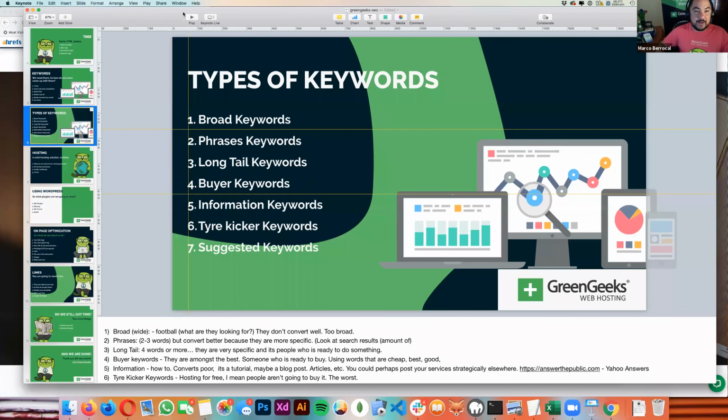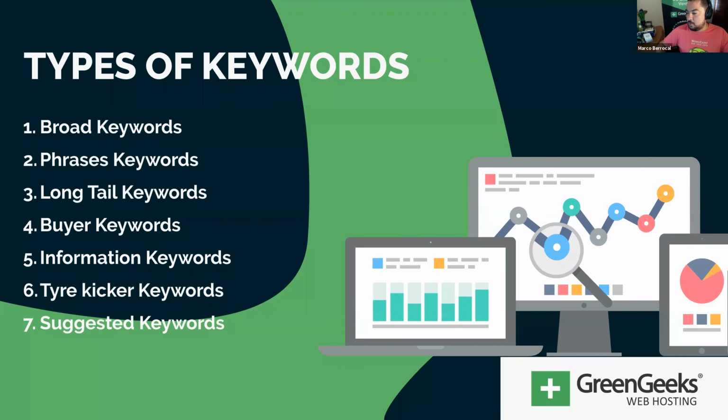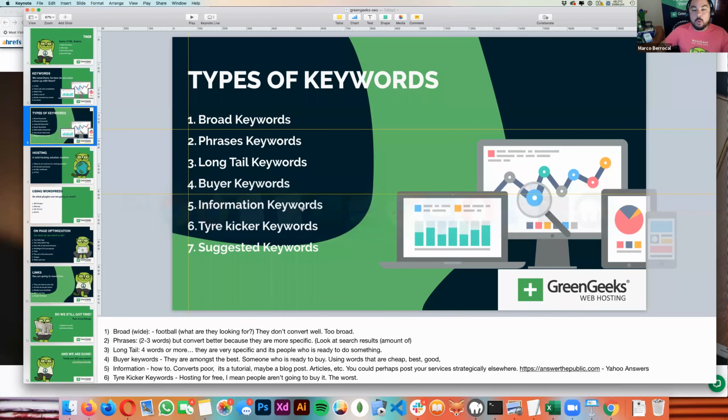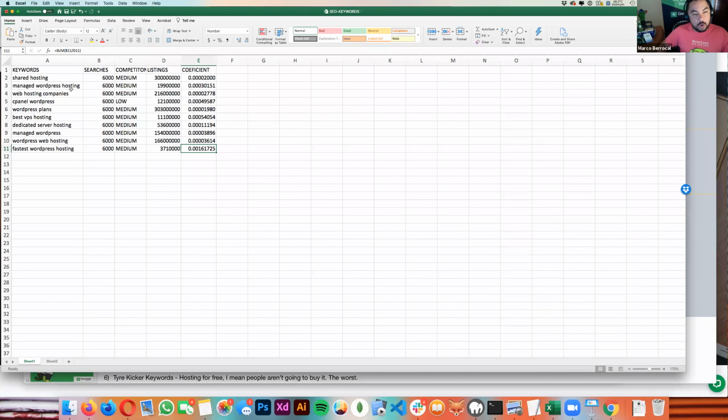Phrase keywords are a little bit different from broad keywords in a way that it's usually 2 to 3 words. They convert well because they are specific. So look at that, see how well they do. Repeat this process again. So if we look at my keyword ideas over here, all of these are definitely phrases. So again, I repeat the process, and I see what the results are.